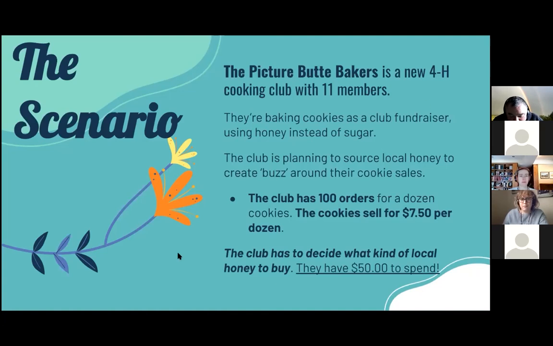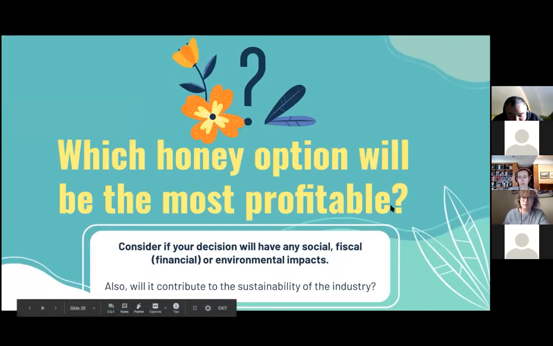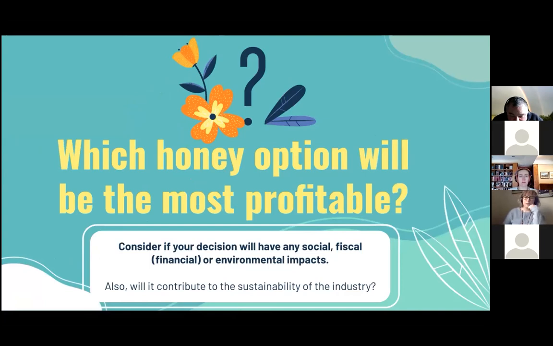From the scenario, we can figure out that to make the most money from the fundraiser, we need to use the least expensive honey.